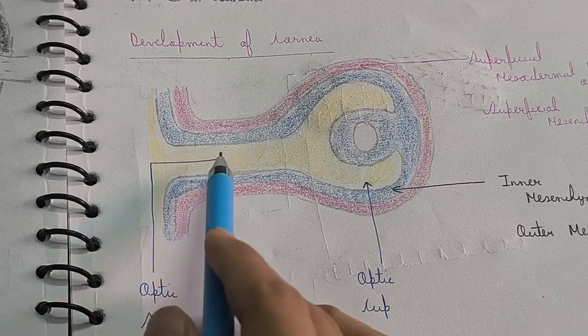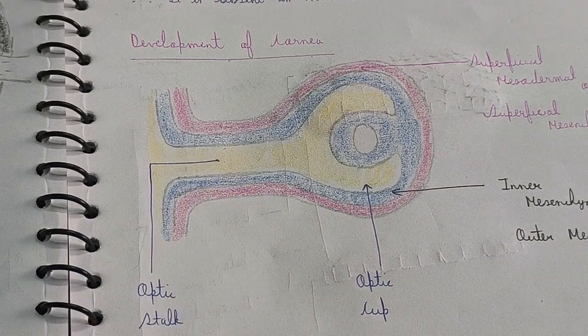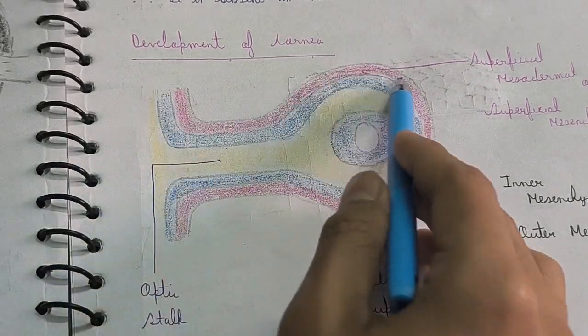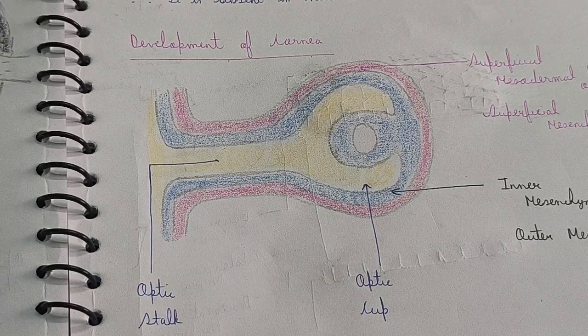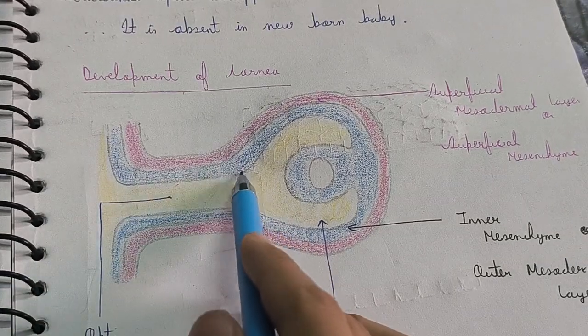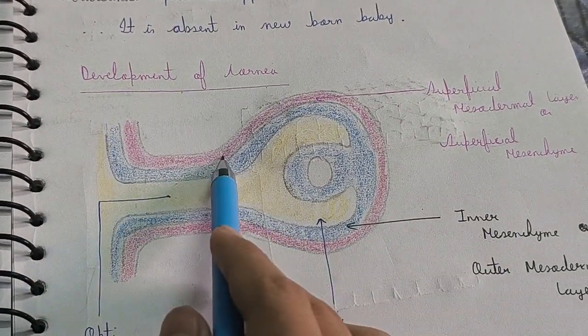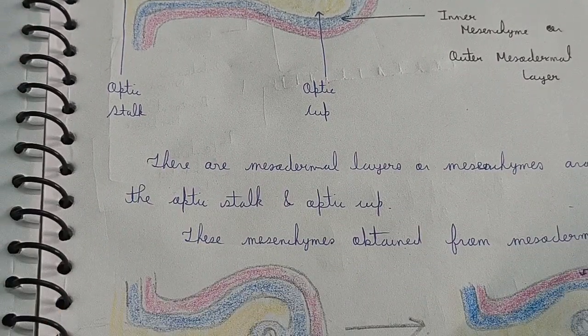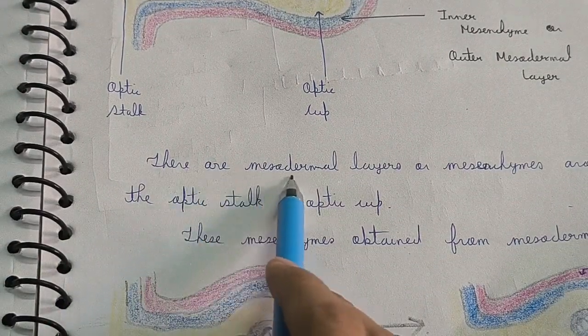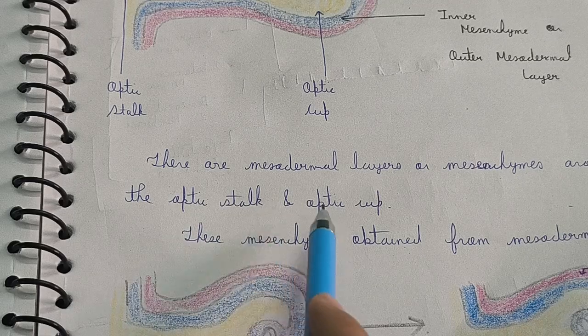Here, as you already know, this is the optic stalk, and around the optic stalk mesodermal layers are present. These mesodermal layers are also divided into two parts, basically superficial and inner: the superficial mesodermal layer and the inner mesodermal layer. So I have written that there are mesodermal layers around the optic stalk and optic cup.